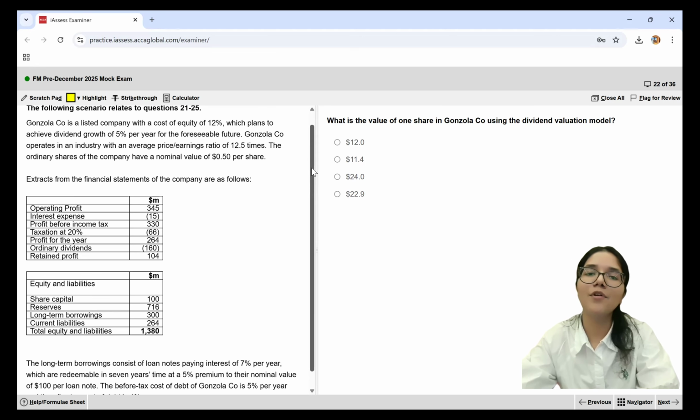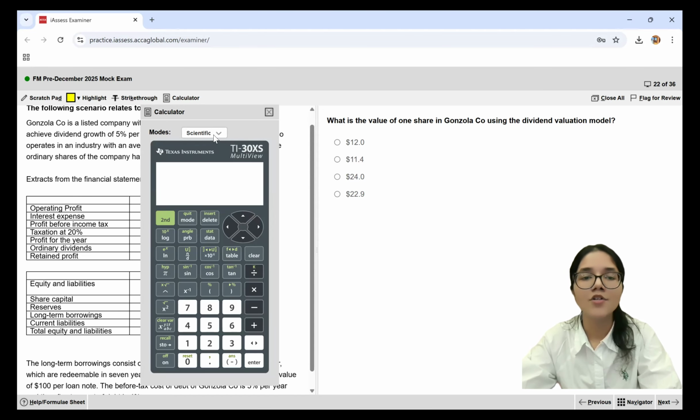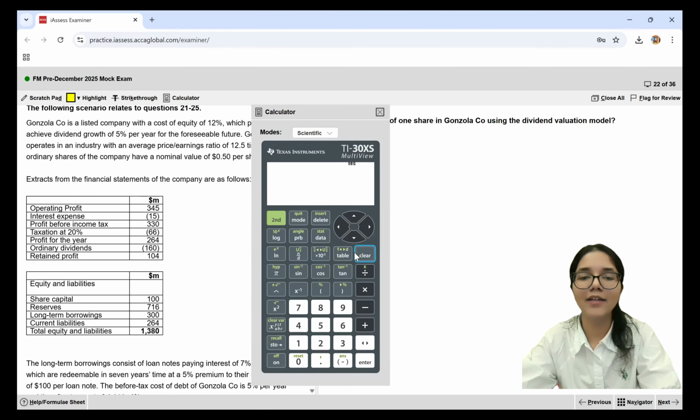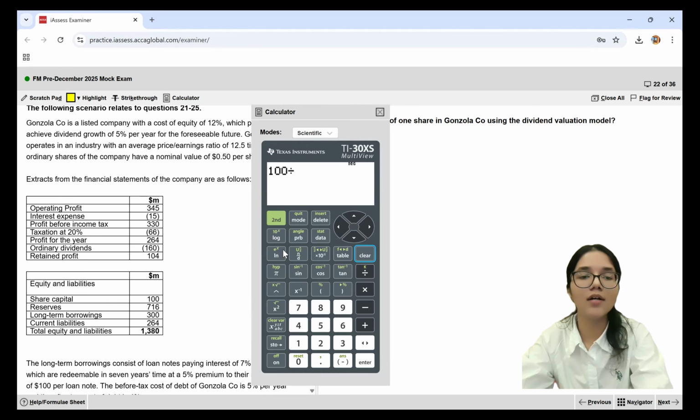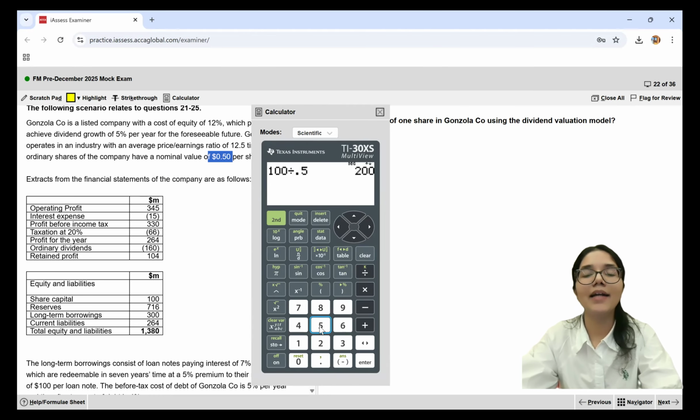So to find out the number of shares, I know that the formula is that you take the total nominal value of the capital and you divide it by the nominal value of one share. It is given to me that the total value of the capital is $100 million with a nominal value of $0.5 per share. So I divide it by 0.5. That gives me 200 million shares that exist in the company.